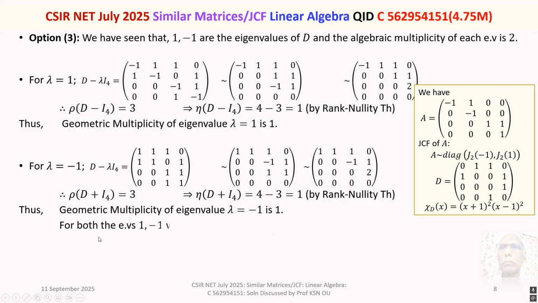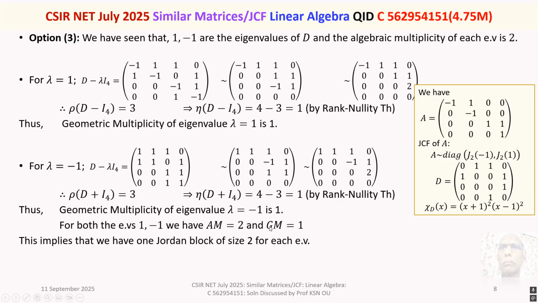So, for both the eigenvalues 1 and minus 1, we have the algebraic multiplicity is 2 here, and the geometric multiplicity is 1. This will tell you we have one Jordan block, corresponding to geometric multiplicity 1. One Jordan block of size 2 for each eigenvalue 1 and minus 1.